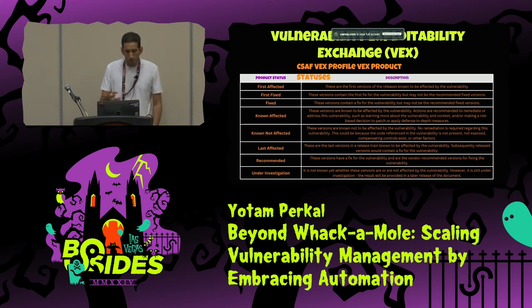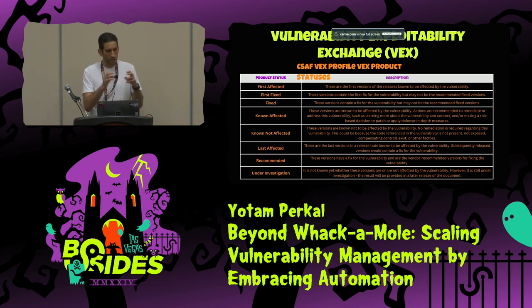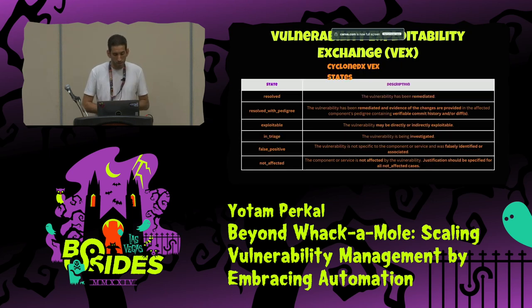In CSAF, it's a bit different. CSAF tries to look at it from a product perspective, not a specific CVE. So you can specify the first version that was affected, when it was first fixed. It's kind of an enum, like a list. So what are the known affected versions or not affected versions, when it was last affected, what's the recommended fix, et cetera. That's the CSAF format of VEX.